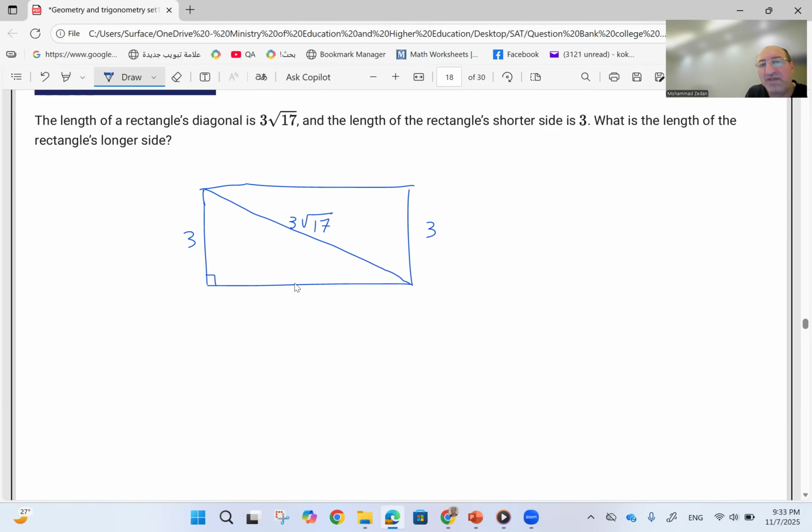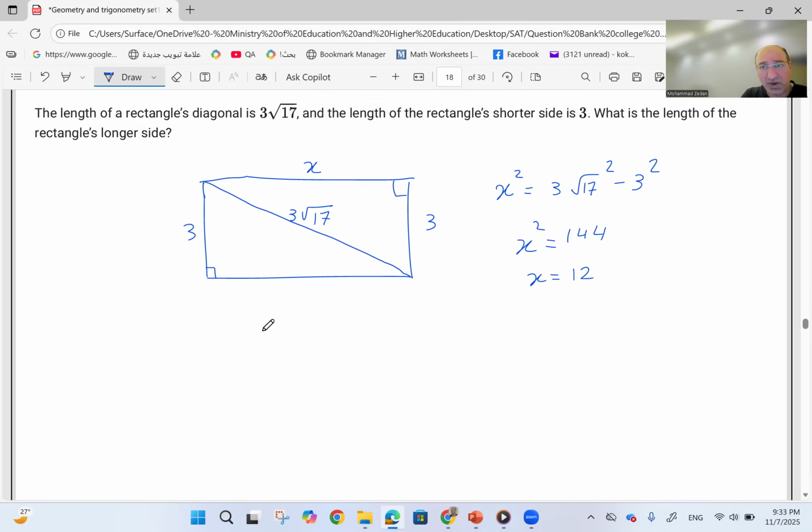The Pythagorean theorem, very simple. So this side is x, for example. So x squared is simply (3 radical 17) squared minus 3 squared. By solving this, you will get the answer 12. x squared is 144. So x is the square root of 144, which is 12, the positive square root.